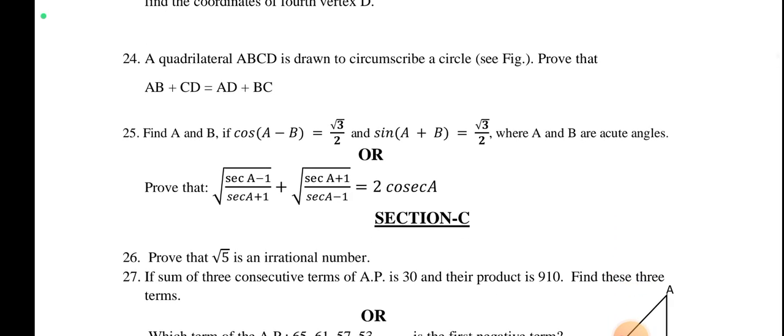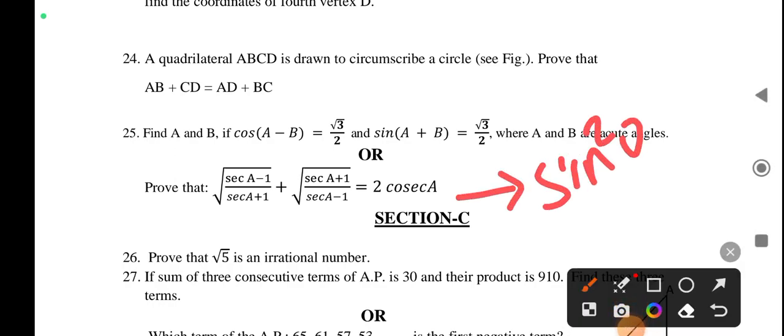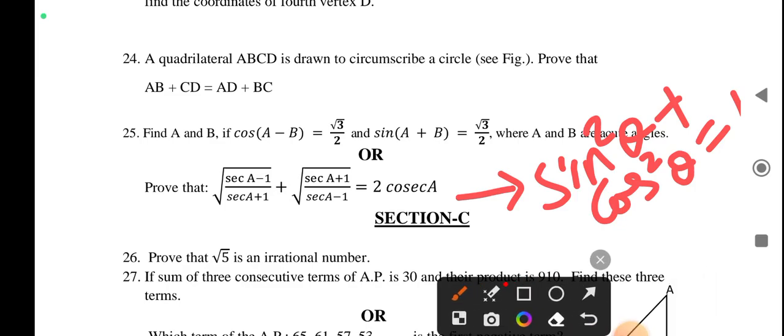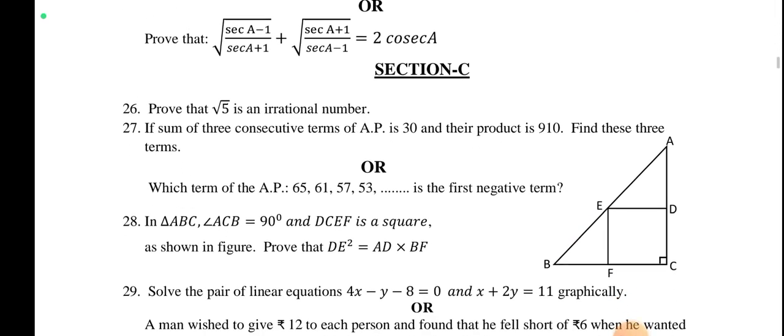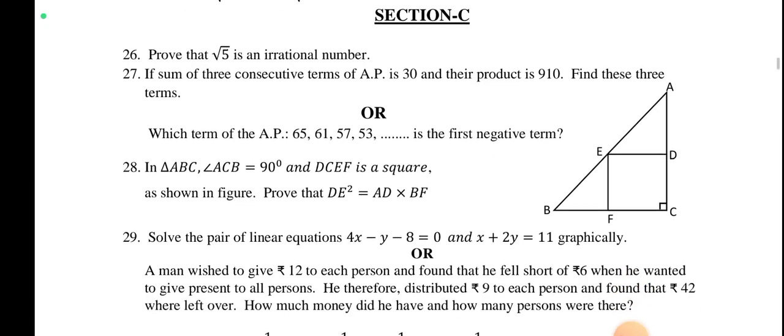Question 25, children, in my point of view, as per the syllabus, using sin square theta plus cos square theta equals 1, that is what they have given. Secant square theta minus tan square theta equals 1, cosecant square theta minus cot square theta equals 1, they didn't mention. But in the question paper, related questions are being asked. So for the safer side, you can study. Question 26: prove that root 5 is an irrational number.